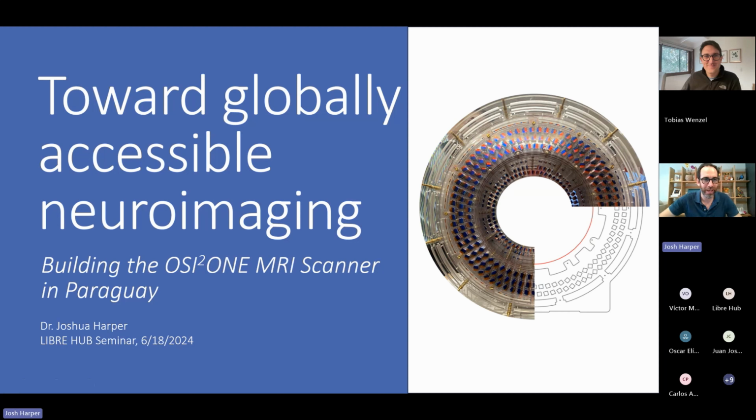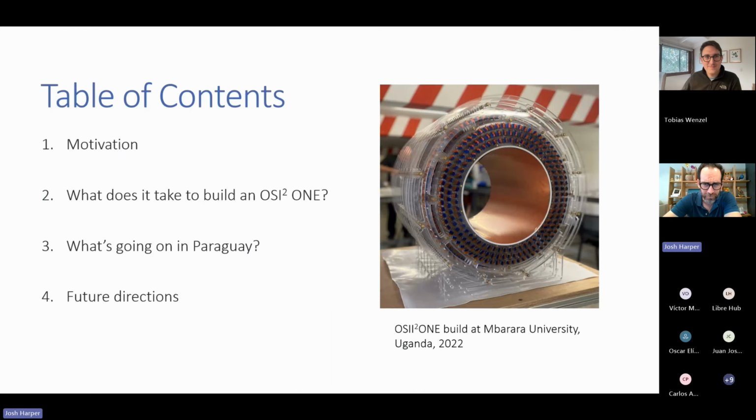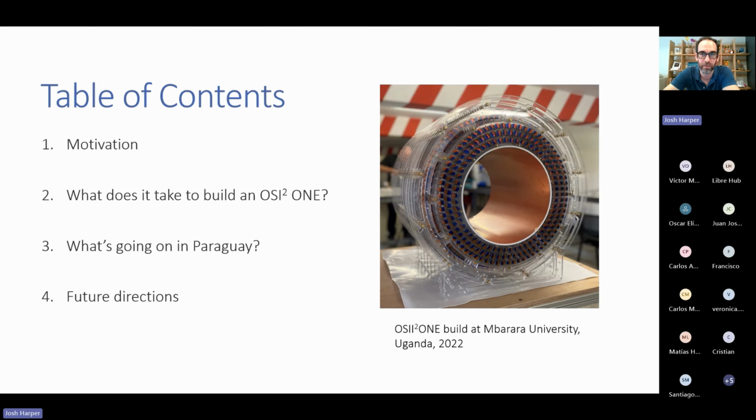So globally accessible neuroimaging is the goal. And hopefully this is one small step in that direction. Thanks so much to Tobias and LIBREhub for giving me this opportunity to talk about this work. And basically today I want to provide some motivation, or at least my motivation for doing this work. And I want to give a real practical perspective on what it takes to build one of these open source scanners, with the hope that whoever is listening can assess your own resources in your own team and decide whether it's a project you might want to take on in the future.